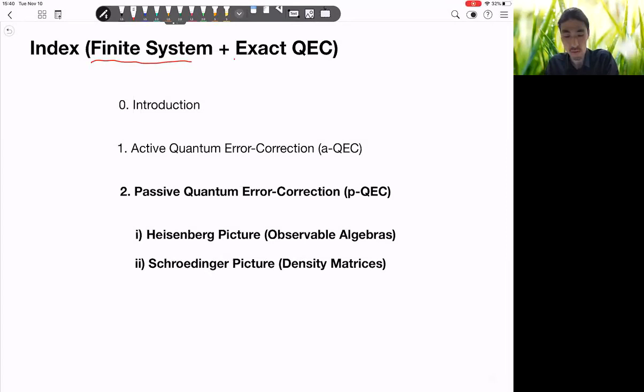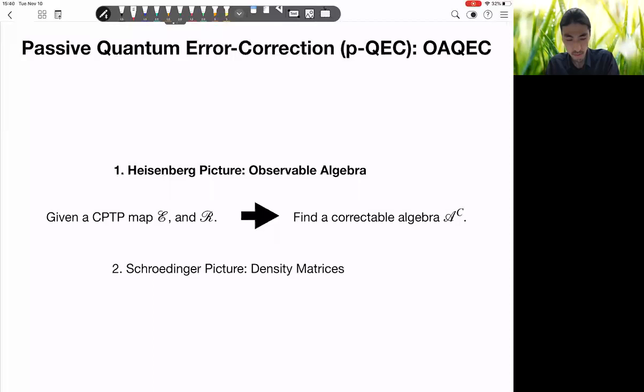Okay, so for passive quantum error correction, we start with the Heisenberg picture. The formalism is like this. Given CPTP maps E and R, we want to find the correctable algebra. The difference from active quantum error correction is that there we are given the CPTP map E, which represents the noise, and we have the code subspace. But in this case, we have E and R given. Sorry, what's the definition of correctable algebra? That's what we're going to look at soon.